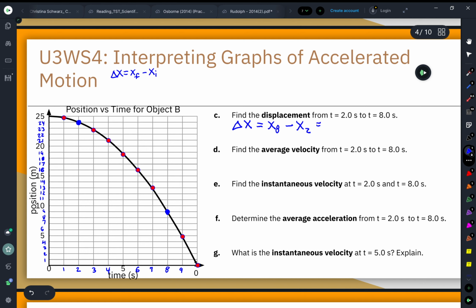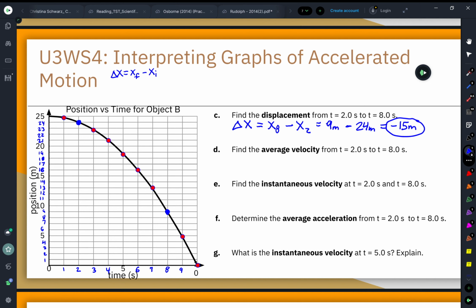My position at 2 seconds is going to be 24 meters. So that's what I'm going to write down in place of the x2. And my position at 8 seconds is going to be 9 meters. So if I start off at 24 meters and I end up at 9 meters, that means that I would have decreased my position by 15 meters. So my change in position in this region is negative 15 meters, and that is going to be the displacement.